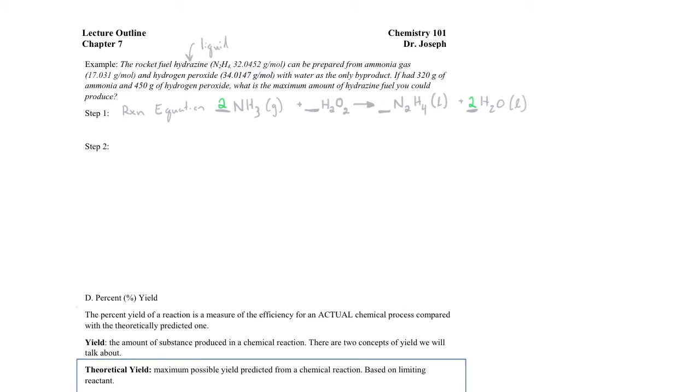So if the coefficients are 1 and 1 here, hydrogen is also balanced. So this is the balanced chemical equation. Hopefully you got that right. Let's go to step 2.